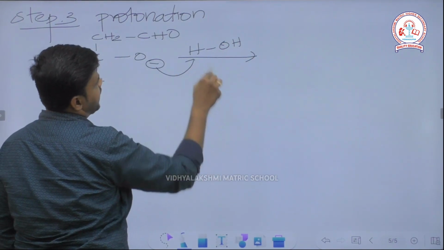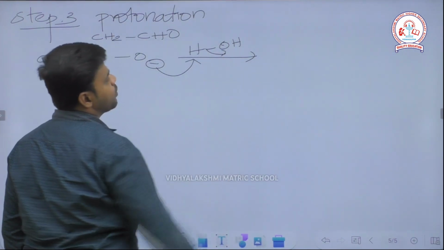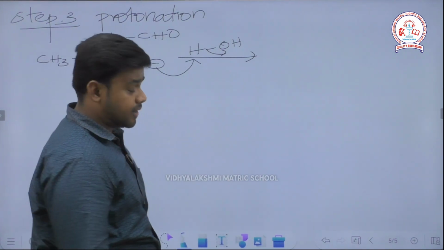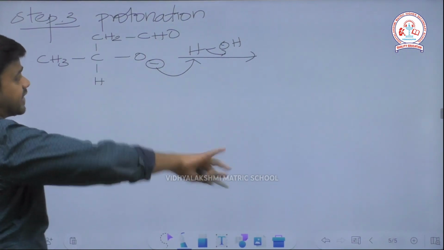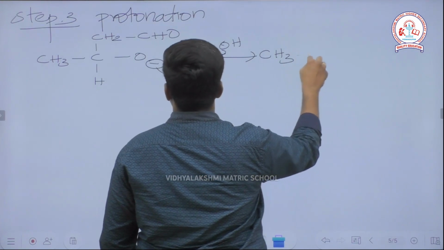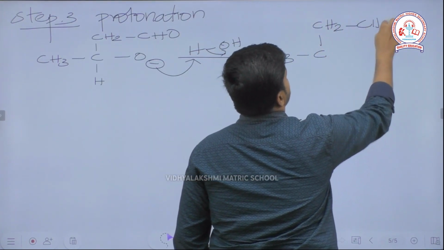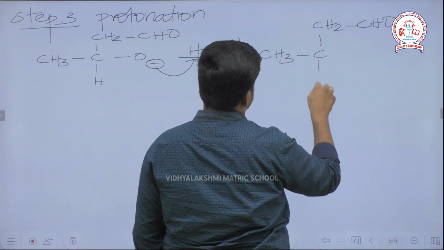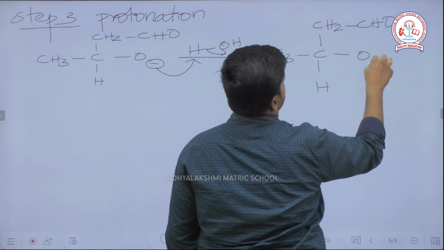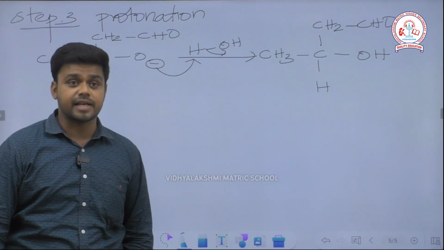This oxygen will donate its electron and take this hydrogen. Thereby, initially we had taken OH minus from the base, so we are giving it back. So your product is CH3, CH, CH2, CHO, then here it is H, here it is OH. So this is your aldol that has been formed. We have written it in the general reaction.